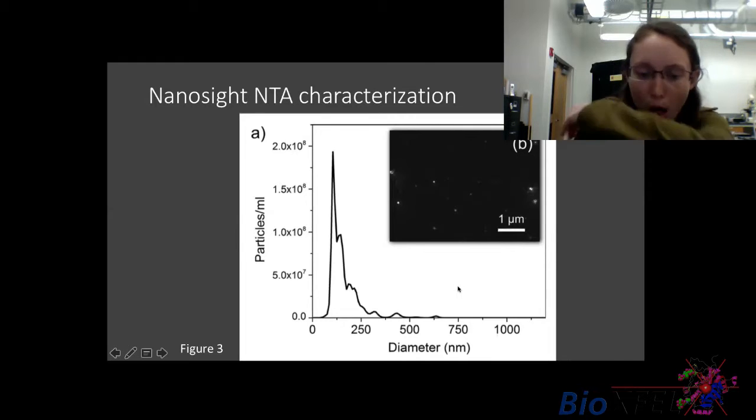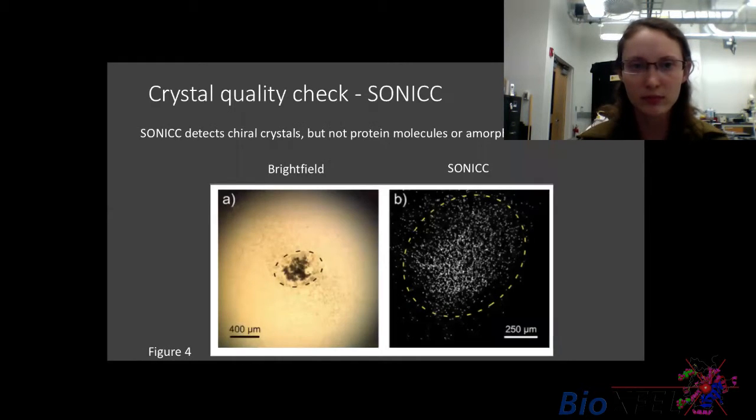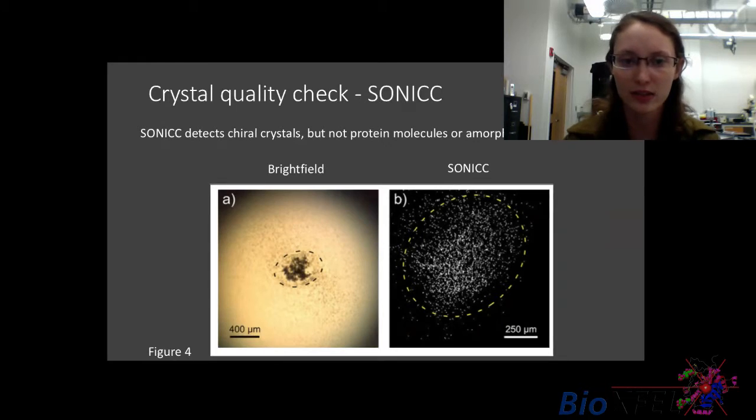So the device looks like it's pretty efficient at getting rid of large particles. But the next question you might ask is, what happens to the crystals when they go through there? Are they still intact? They did a couple of crystal quality checks. The first is looking at the SONICC signal. SONICC gives a signal if there are chiral crystals in your sample, but not just protein molecules or amorphous aggregates. These are some things that came out of the sorted channel, and as you can see, they do have SONICC signals, so that suggests they're crystals.